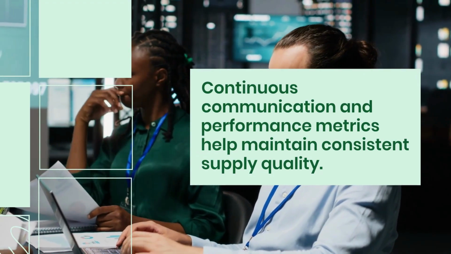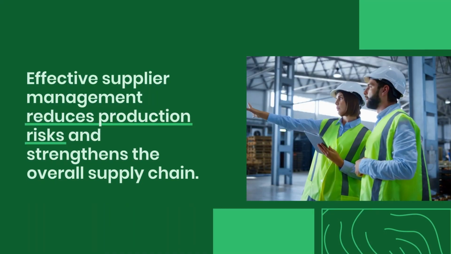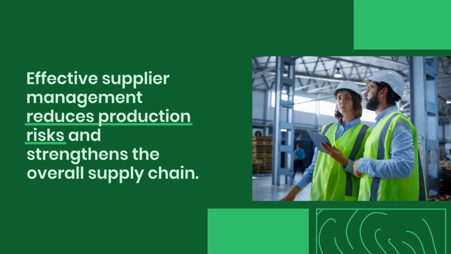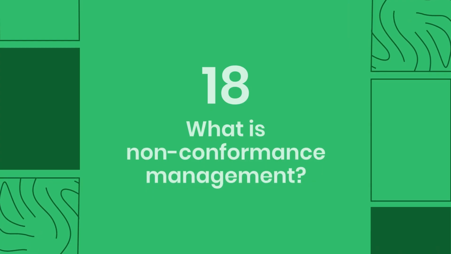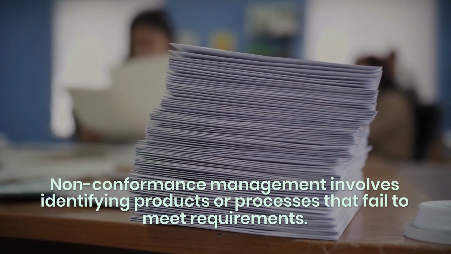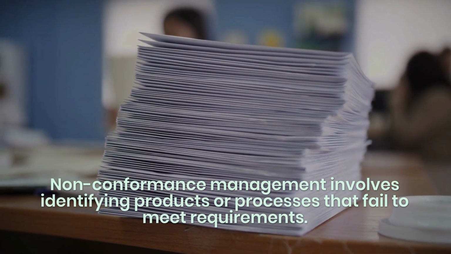Continuous communication and performance metrics help maintain consistent supply quality. Effective supplier management reduces production risks and strengthens the overall supply chain. 18. What is non-conformance management? Non-conformance management involves identifying products or processes that fail to meet requirements.